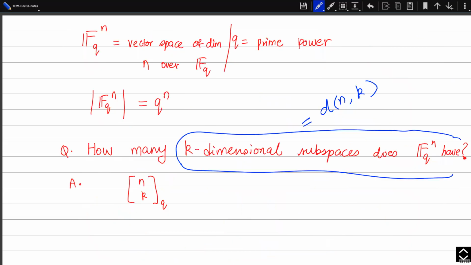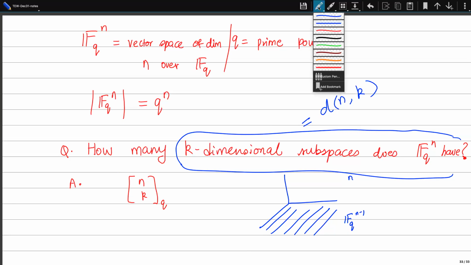When you think of it in those terms, it's clear what you should do. Say I have some ambient n-dimensional vector space, and you fix some hyperplane. Let's say you fix one of the hyperplanes. So this is an F_q^(n-1). Now look at subspaces. Subspaces are of two kinds. You want a k-dimensional subspace. Look for k-dimensional subspaces which are fully contained inside this n-1 dimensional space you have fixed. So I want those which are fully contained and those which are not fully contained.